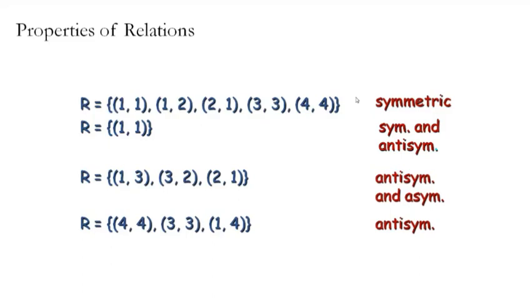Now 4 comma 4, 3 comma 3, 1 comma 4. Diagonal elements 4 comma 4, 3 comma 3 are accepted. 1 comma 4 is there, there is no 4 comma 1, so still it is accepted. Clear? So this is antisymmetric.